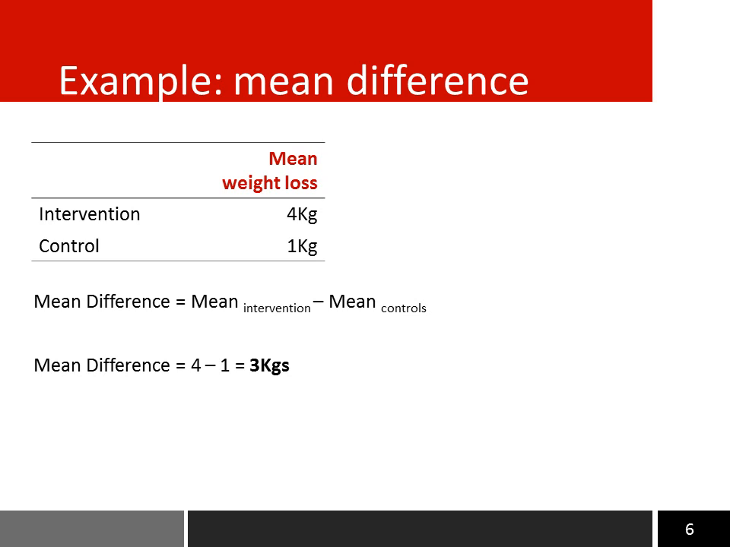First, let's look at the mean weight loss. This was 4 kilograms in the intervention group, and in the control group, they lost an average of 1 kilogram. We take the absolute difference between the two, which is a mean difference of 3 kilograms. This means that on average, people in the intervention group lost 3 kilograms more than those in the control group.